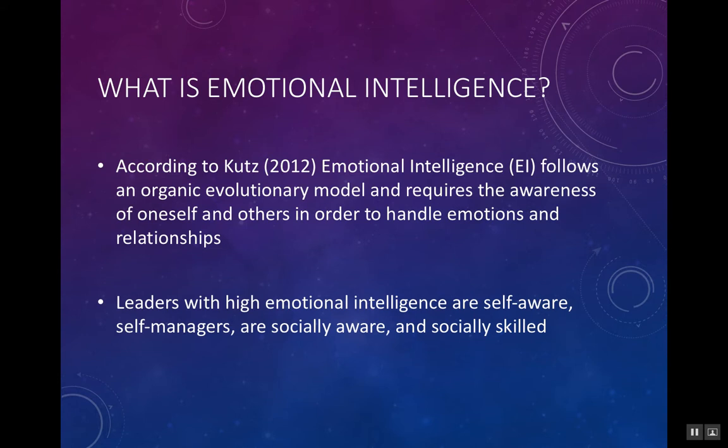So what is emotional intelligence? Emotional intelligence follows an organic evolutionary model, and it requires the awareness of oneself and others in order to handle emotions and relationships. Leaders who are known to have high emotional intelligence are known to be self-aware, self-managers, socially aware, and socially skilled.